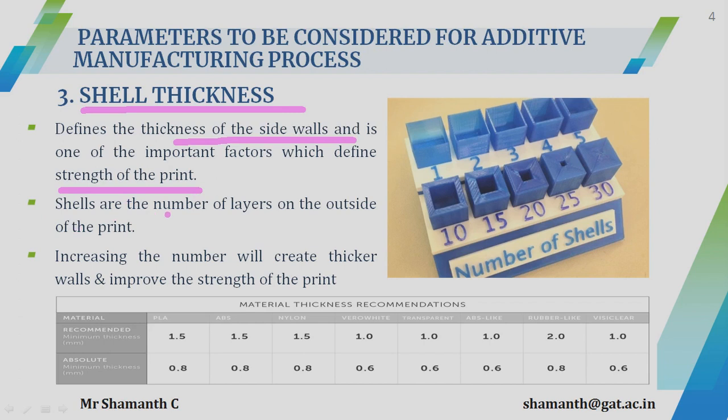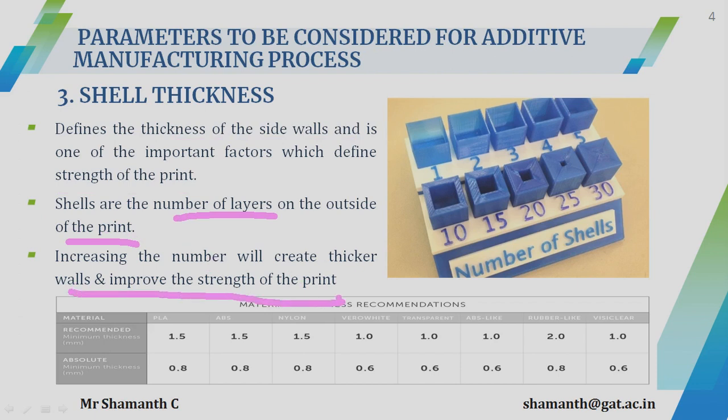Shells are the number of layers on the outside of the print. Increasing the number will create thicker walls and improve the strength of the print. You can see here the figure depicts the number of shells. It is being increased from one shell to 30 shells. You can see how exactly it varies, and also the thickness of the outer shell. So this is why it imparts strength to the print.